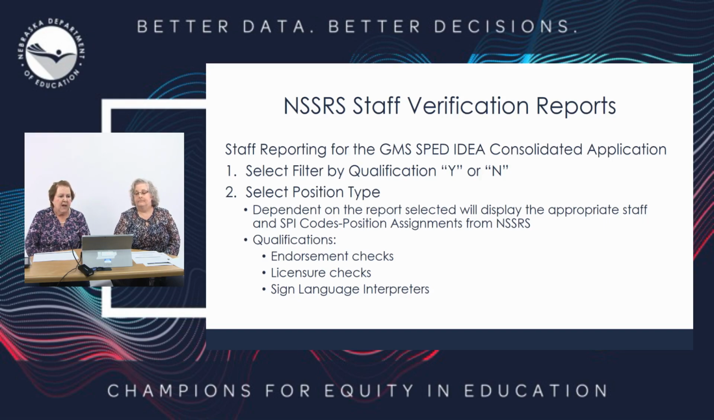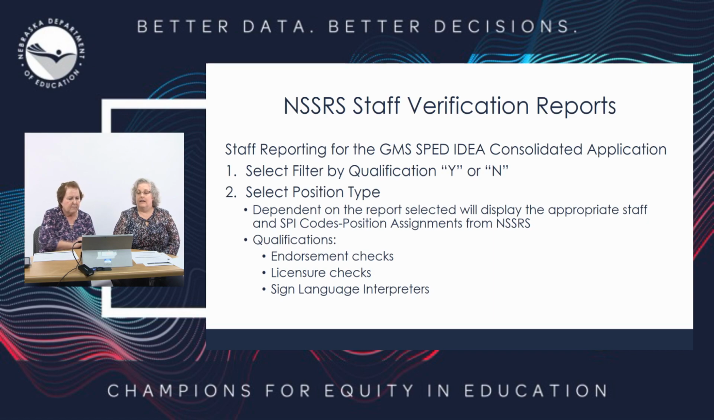Okay. You select the position type. Dependent on the report selected, will display the appropriate staff and SPI codes for that particular coding. And how we determine qualified is based on endorsement checks or licensure checks if they're not certificated. And also special education has a sign language interpreter validation process that they provide us information on.